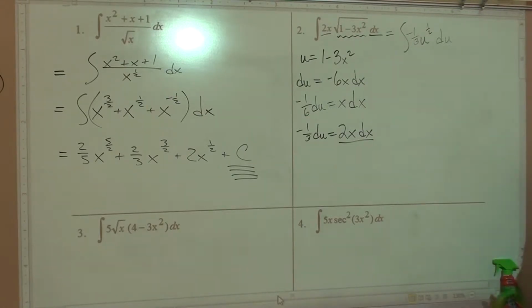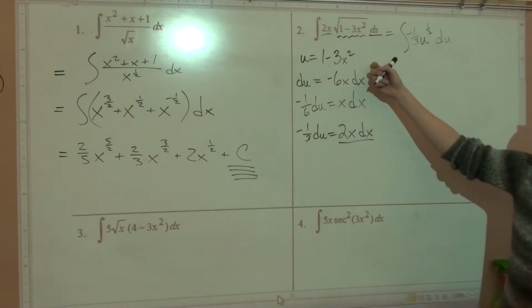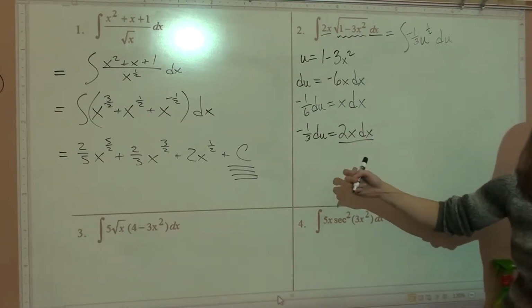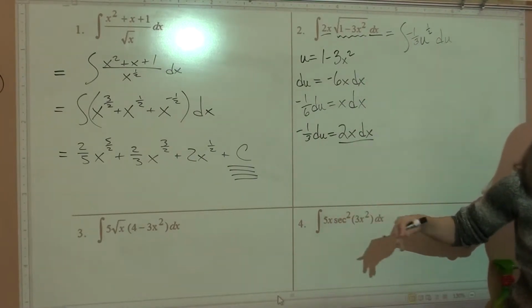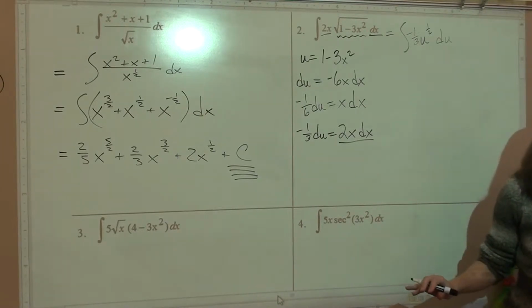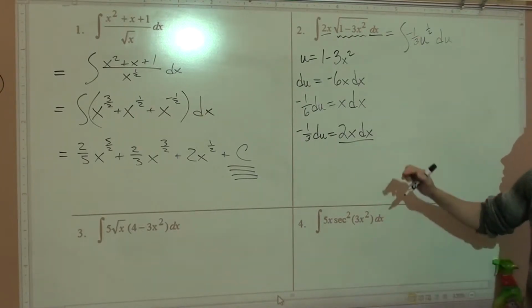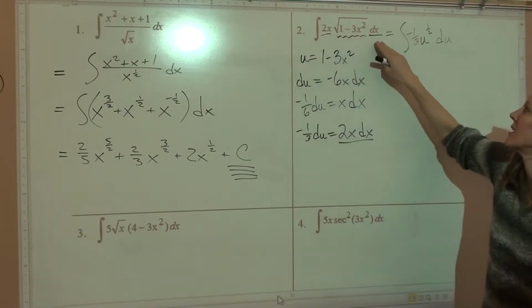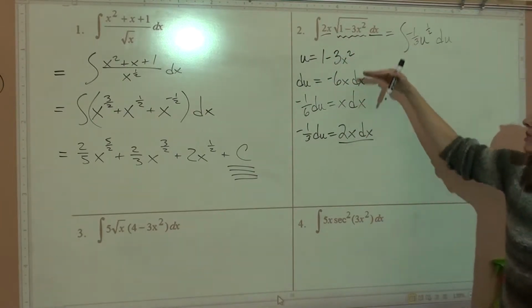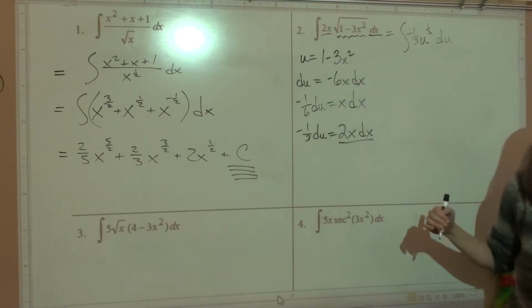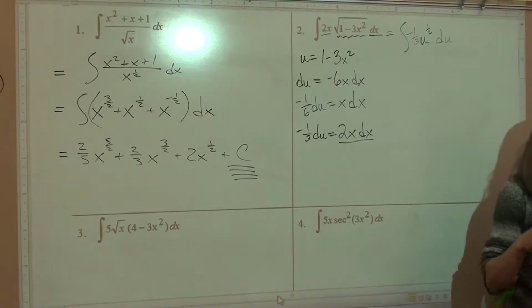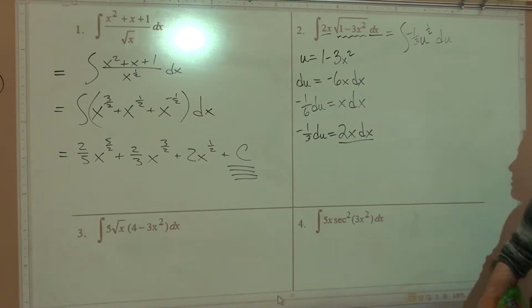I saw on the quizzes a lot of people felt like they had to solve for x every single time. You do not do that. The only time you have to do that is if you can't replace everything in here with what you have with either your u or your du. But if you can replace it, then you're good. Just replace it and be done.